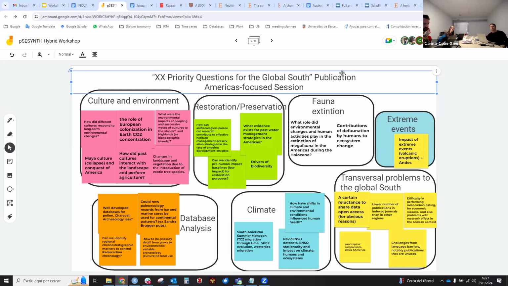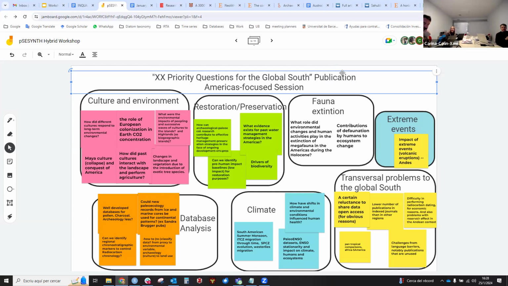Then we find another group that we call culture and environment, and basically talk about colonization or some civilization and how they interact with the environment or the environmental changes. And then we find some questions that were mostly related with restoration purposes. But we found this general question like drivers of diversity. So we decided that maybe it could be like a preservation question. We didn't know where to include it.